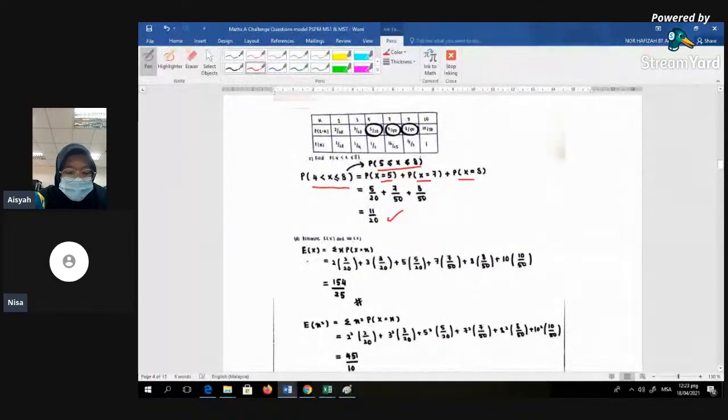Untuk soalan D, the question asks to determine EX and variant X. Kita tahu formula dia ada dekat atas ni. Lepas tu just substitute the value of X and probability X, key in the calculator and we get the final answer 154/25.